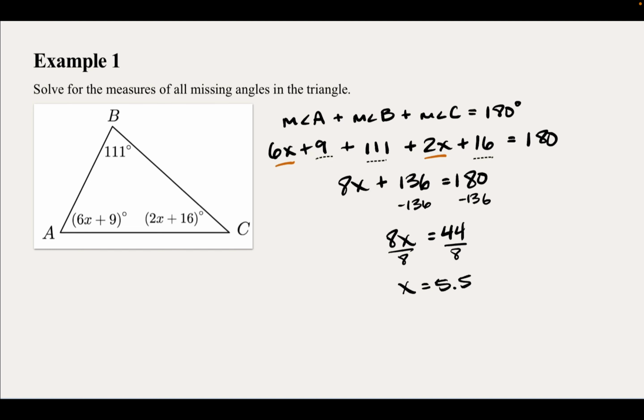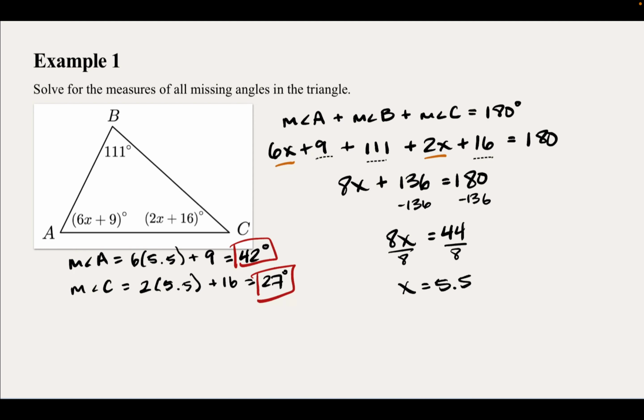I'm not done yet. We have to make sure that we're actually answering the question here. The question doesn't say solve for x. The question says solve for the missing angle measures. What we want to do is take that x value that we just found and substitute it back to find our measures for A and C. Measure of angle A has to equal 6 times 5.5 plus 9. That's going to give me 42 degrees. The measure of angle C is 2 times 5.5 plus 16. And that's going to give me 27 degrees. So my final answers are 42 degrees and 27 degrees.